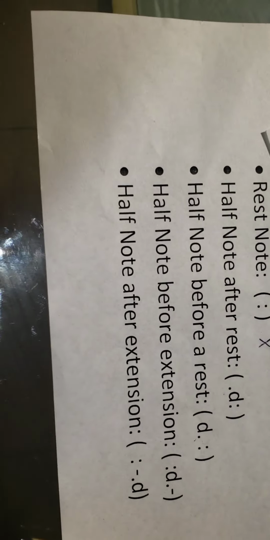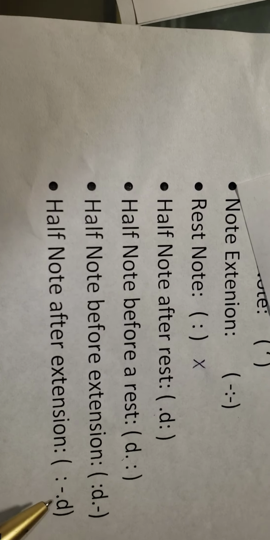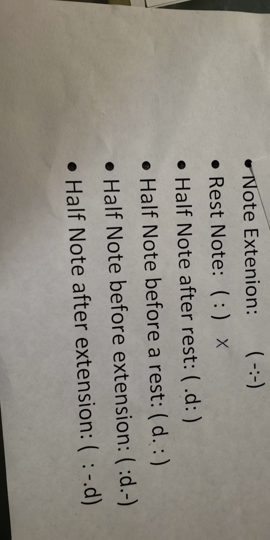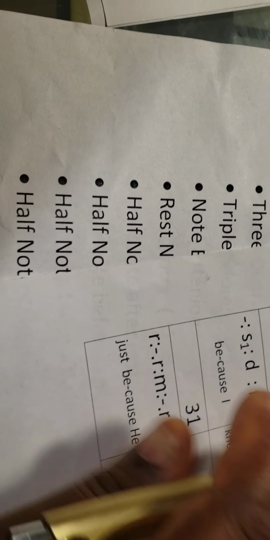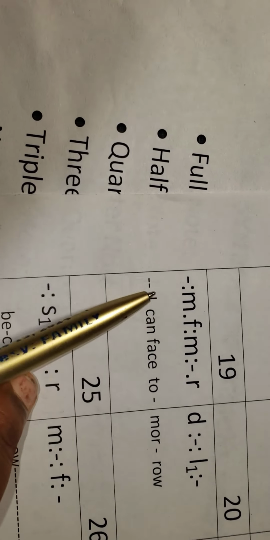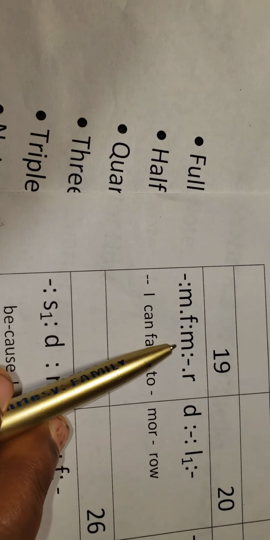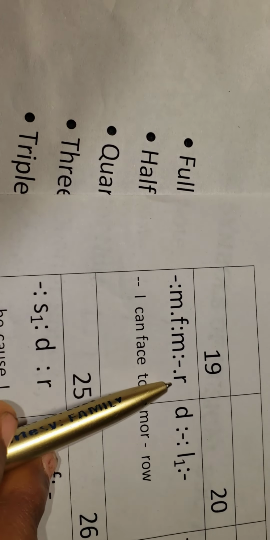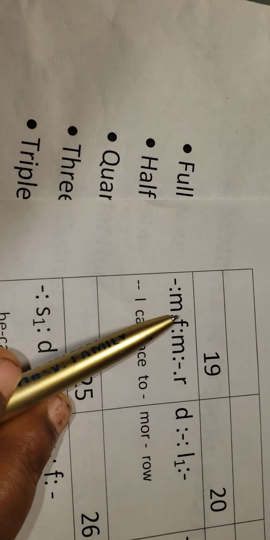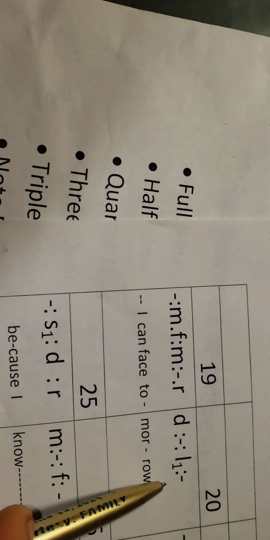And the last one, half note after an extension. So you extend, then you sing. There's an extension here. Mi fa mi re do. You can see that you extended this mi, eating half of this note. Do you understand? So mi fa mi re do la.